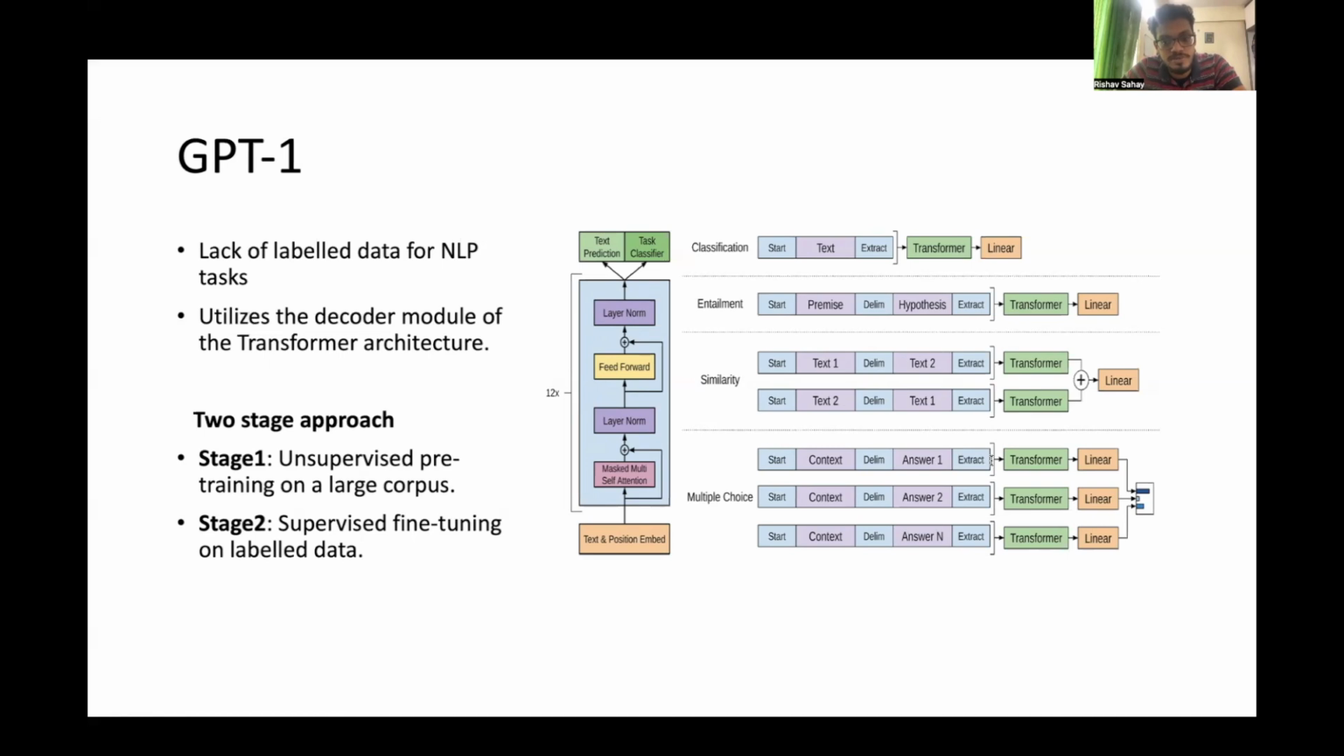GPT-1 employs a two-stage approach. Stage 1 is unsupervised pre-training. In this stage, GPT-1 is pre-trained on a large corpus of unlabeled text. The model learns to predict the next word in the sentences, capturing a wide range of linguistic patterns and contextual information. Stage 2 in this process is supervised fine-tuning on labeled data. After pre-training, GPT-1 undergoes supervised fine-tuning on labeled data specific to various NLP tasks. This fine-tuning helps the model adapt to specific requirements of the task, like sentiment analysis, translation, or question answering.